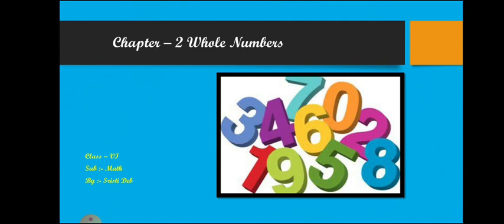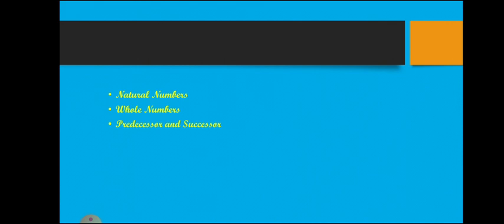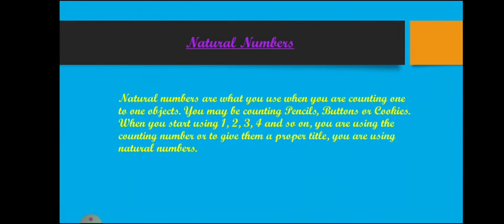So let's go through the video. In this chapter we have discussed natural numbers, whole numbers, predecessor and successor, number line, and addition, subtraction and multiplication on number line. So first of all, let's talk about natural numbers. What are natural numbers? Let's see.